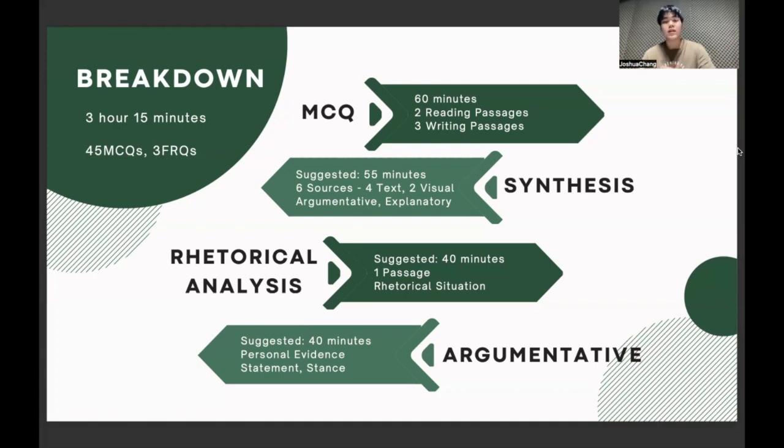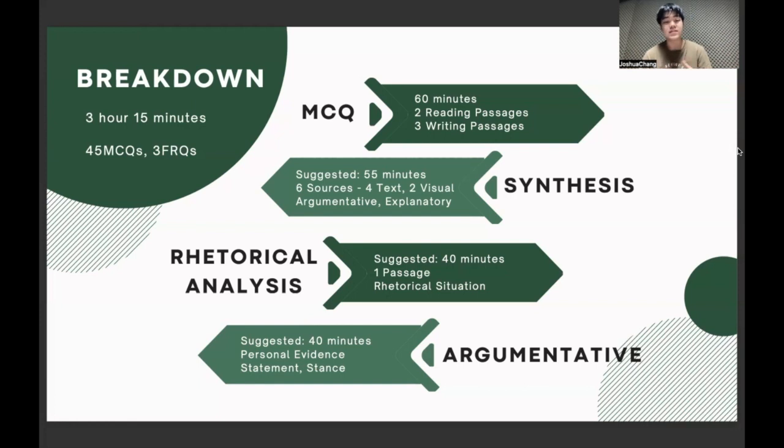And the other can also be a table or graph, or it could be something completely different, such as a satirical comic commenting on the issue presented in the prompt. After reading all 6 sources, you will have to use at least 3 of these sources in your essay as evidence to support your position.